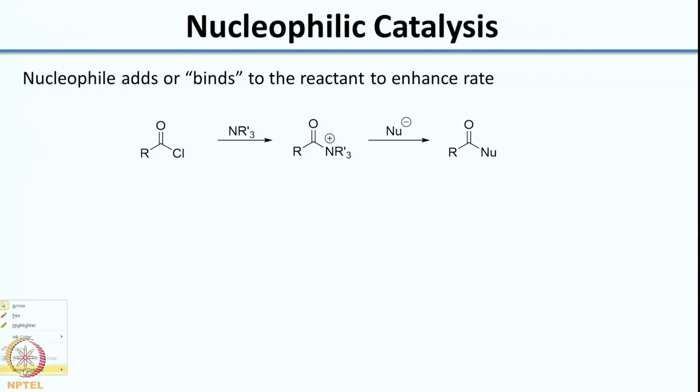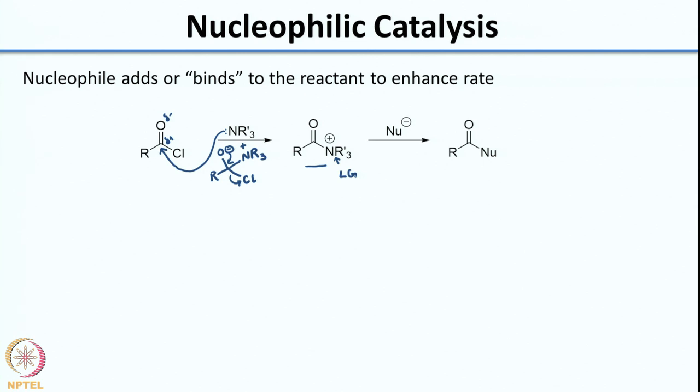What you can see here is you have a tertiary amine, and this tertiary amine can attack the electrophilic center to give you a tetrahedral intermediate. And then you have this coming in and kicking out the Cl to give you this intermediate. Now, if you compare your amine, this is a good nucleophile, so it adds into the electrophilic center, and once you form this intermediate, you have a very good leaving group here.